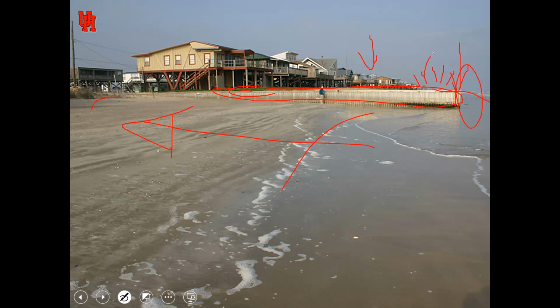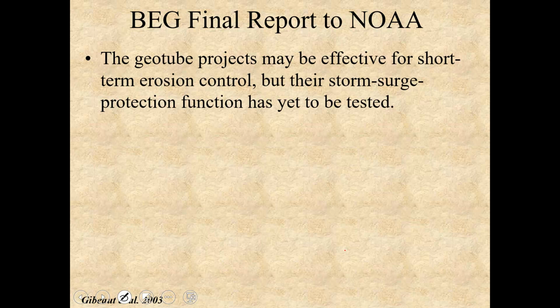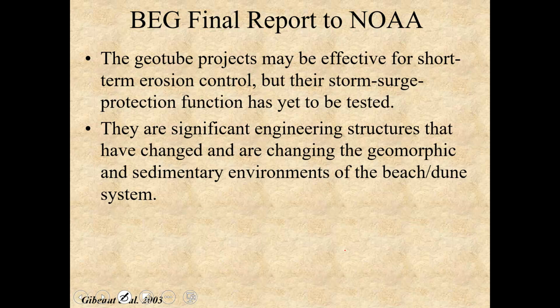But the point is that a geotube, if successful, will only by itself protect the land at the cost of the beach. And we already see that where you have geotubes, the beaches are more narrow than where you don't have the geotubes. Well, the Bureau of Economic Geology reports that the geotubes may be effective for short-term erosion control, but how are they going to do in a big storm surge? That's yet to be tested in 2003.